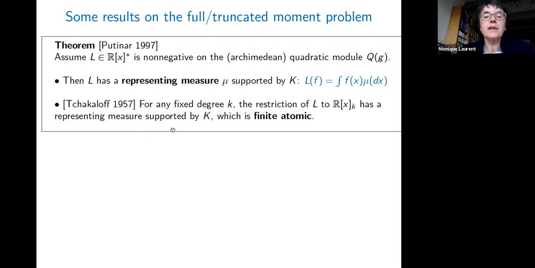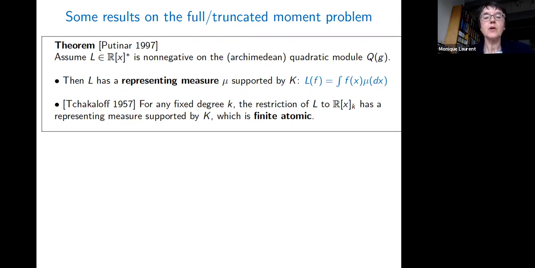One important and very useful fact to point out is that if we have a representing measure mu for L, then there is a finite atomic representing measure when we restrict evaluating L to a polynomial space truncated at a given degree. So this will be very useful, to have this fact that there is also a finite atomic representing measure when you restrict yourself to a given degree.